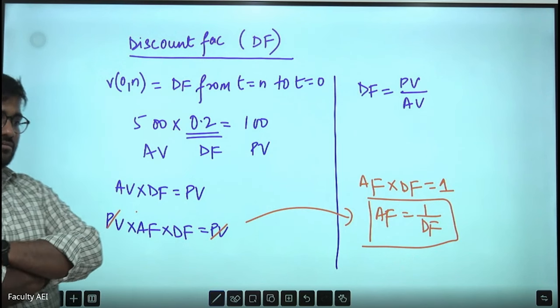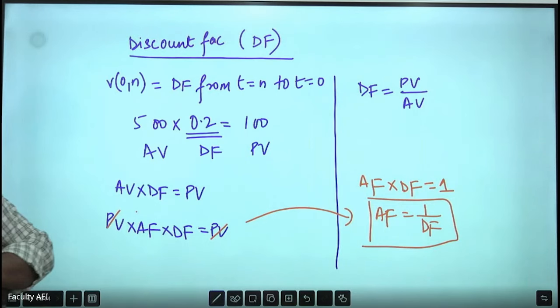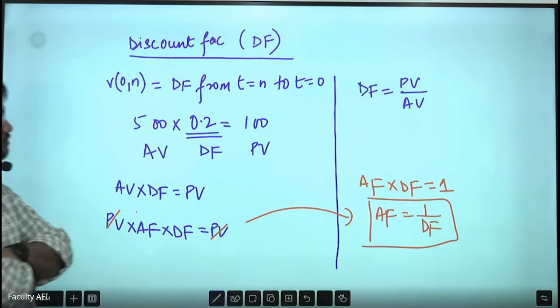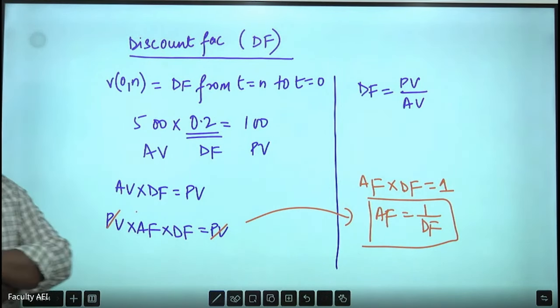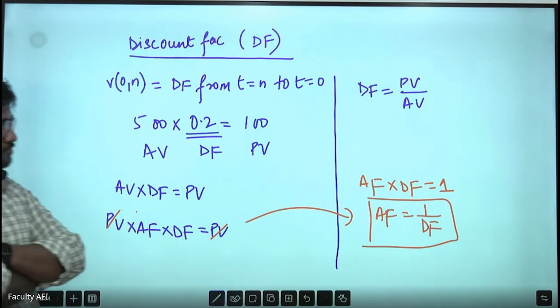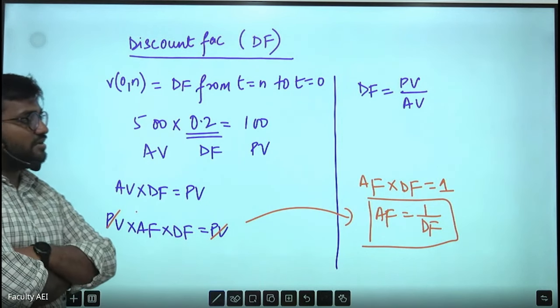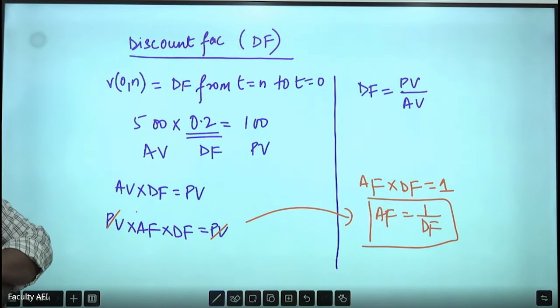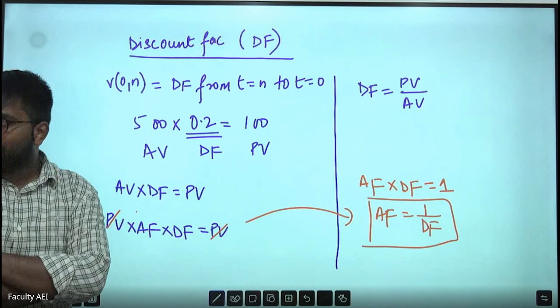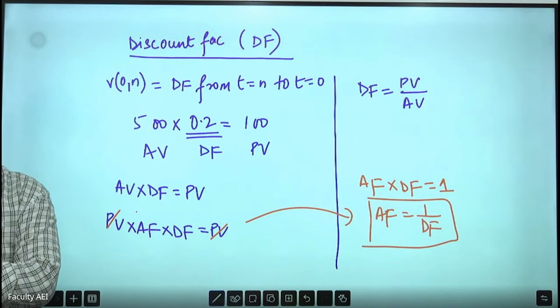Is it clear? There is an inverse relationship between accumulation factor and discounting factor. AF is 1 by DF and DF is 1 by AF. Okay. Clear till now?